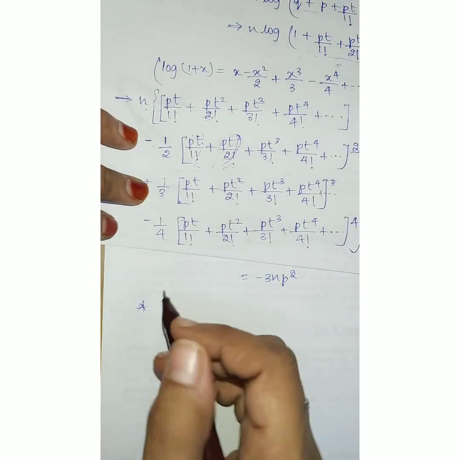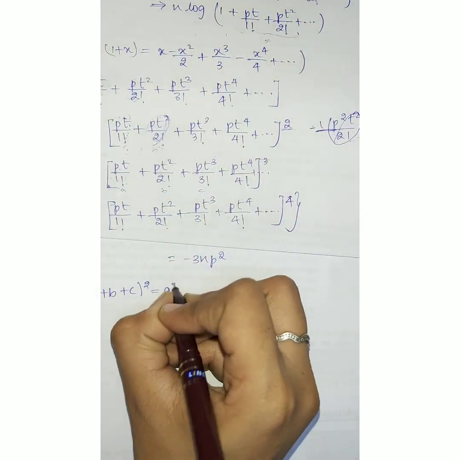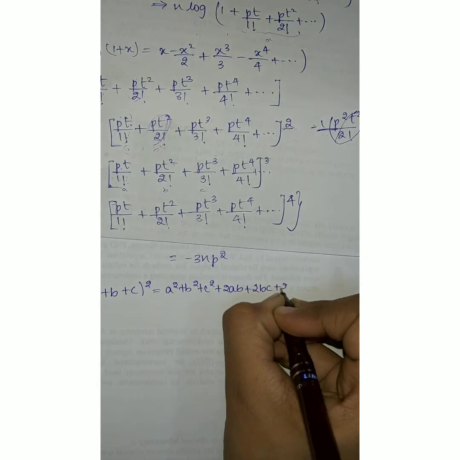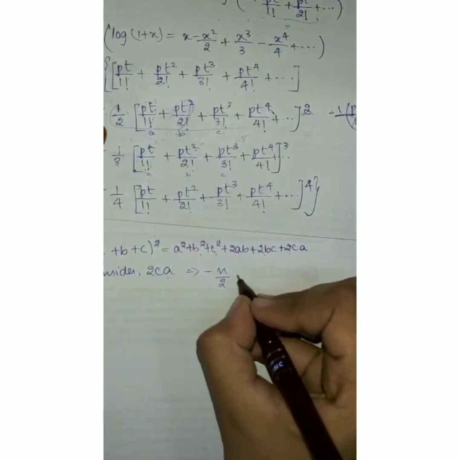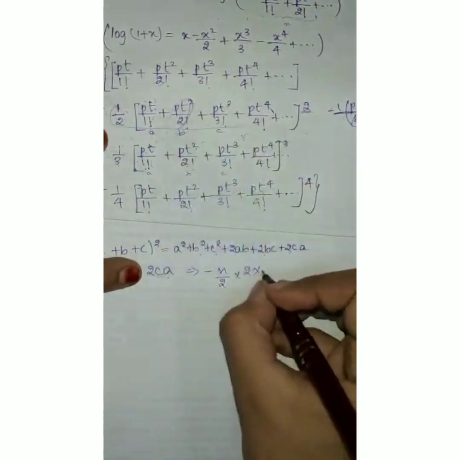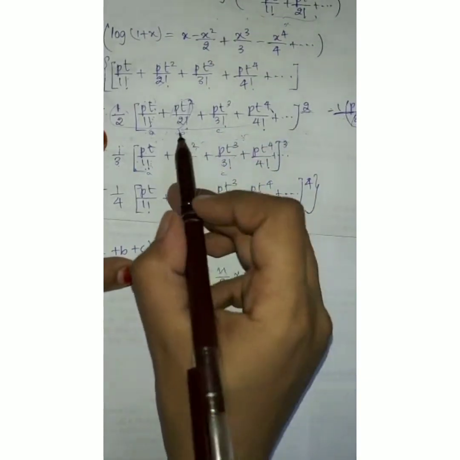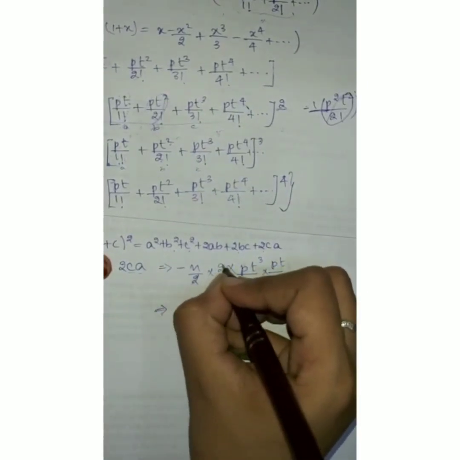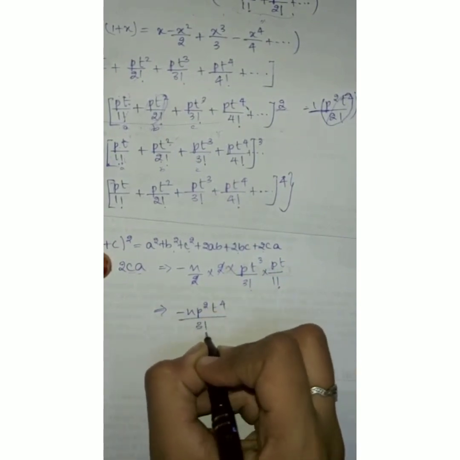Now considering from the third term, a plus b plus c the whole square formula, that is equal to a square plus b square plus c square plus 2ab plus 2bc plus 2ca. We consider 2ca because it gives you t power 4. Therefore, it is equal to minus n by 2 into pt cube by 3 factorial into pt by 1 factorial. 2 and 2 get cancelled and gives you minus np square t power 4 by 3 factorial.